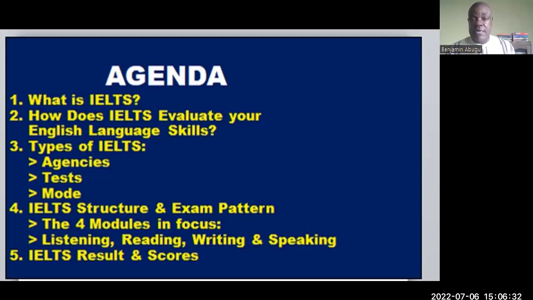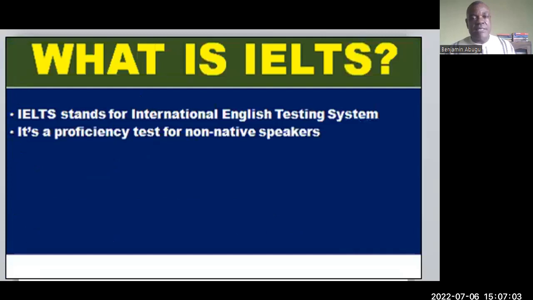Number one, what is IELTS? Number two, how does IELTS evaluate your English language skills? Number three, types of IELTS in terms of agencies, tests, and modes. Number four, IELTS structure and exam pattern. We are going to look at the four modules in focus: listening, reading, writing, and speaking. And number five, IELTS results and scores. So let's begin to take these items one by one.